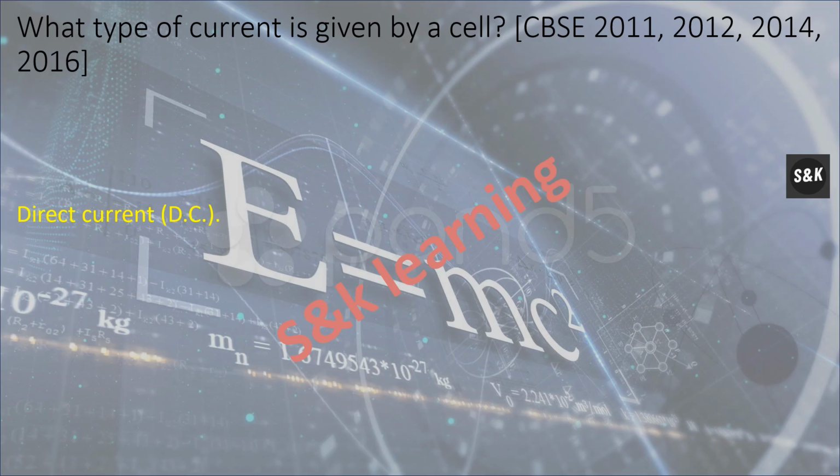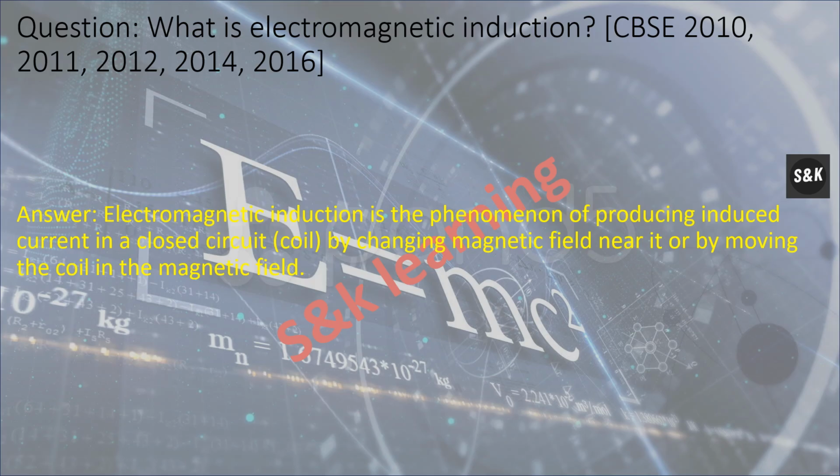What type of current is given by a cell? So direct current, that is DC. What is electromagnetic induction? Electromagnetic induction is the phenomenon of producing induced current in a closed circuit by changing the magnetic field near it or by moving the coil in a magnetic field.